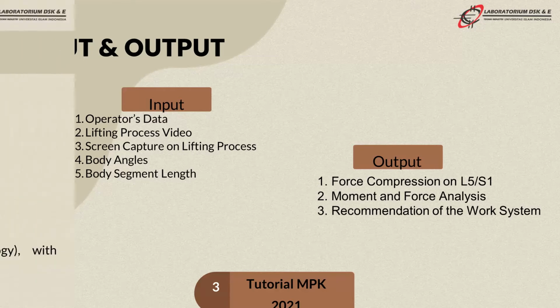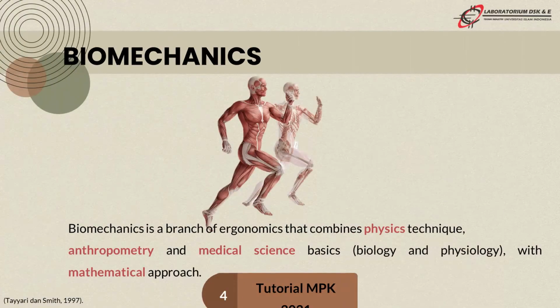Now we start the material of biomechanics. What is the definition of biomechanics? Biomechanics is a branch of ergonomics that combine physics technique, anthropometry, and medical science basics such as biology and physiology with mathematical approach. It has meaning at physics relate to formula of force and moment, for anthropometry relate to body segment and length, and medical science regards feedback during the activity, especially there is some disorders, and math relate to formula to calculate force at L5S1 or lumbosacral joint.